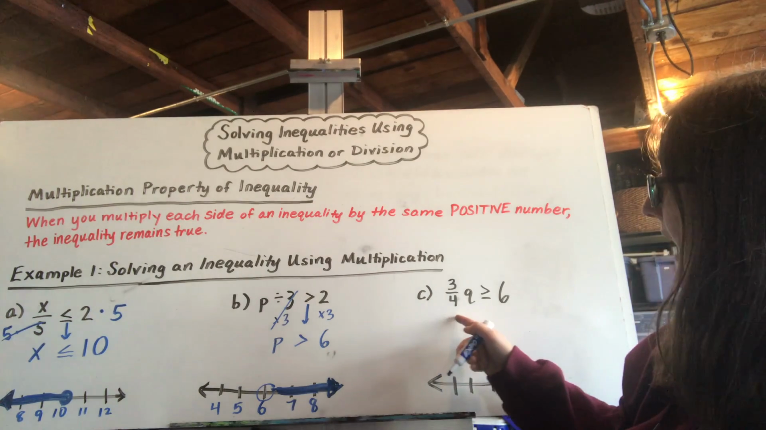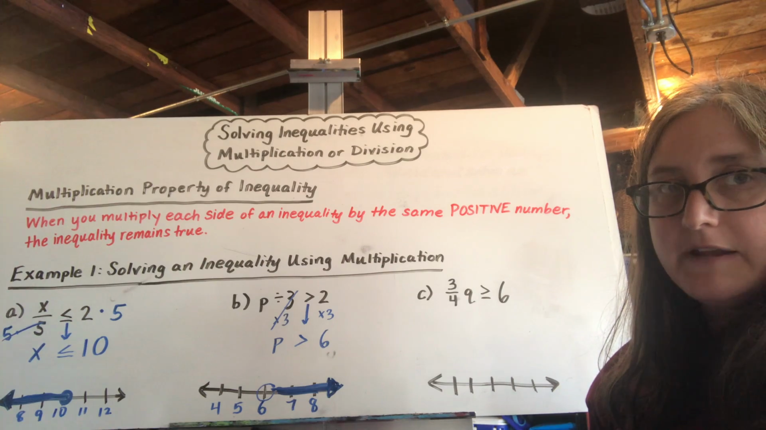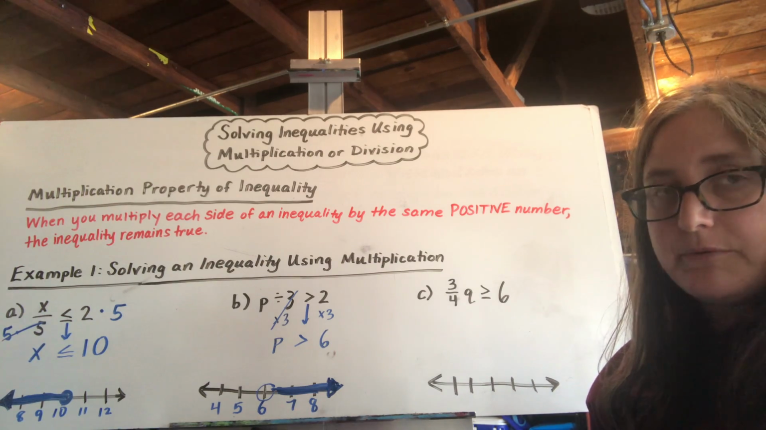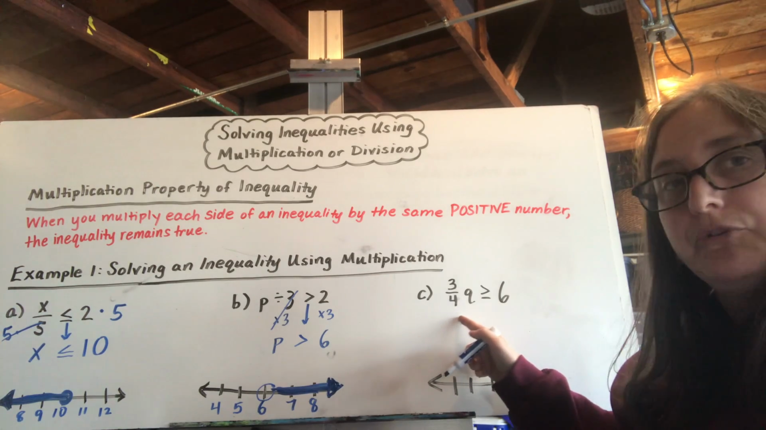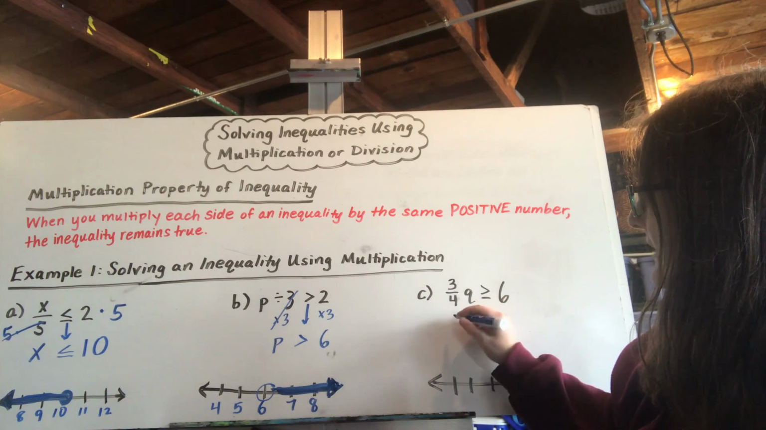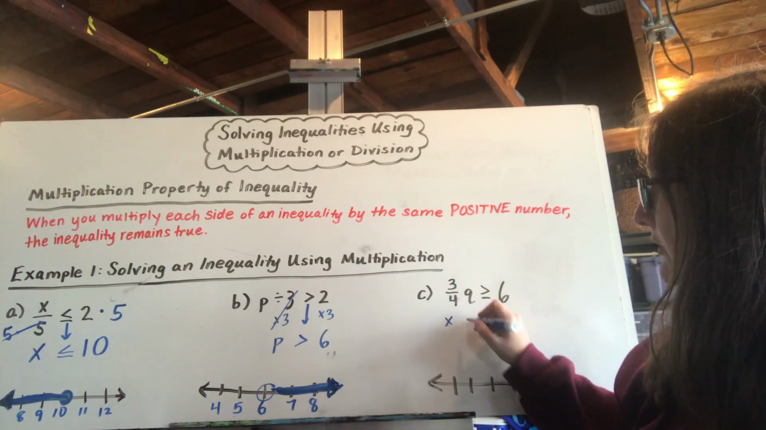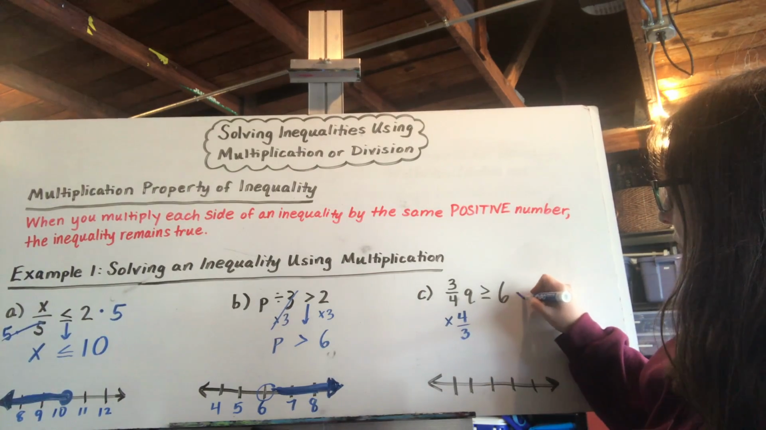Well, if I'm going to divide each side here by a fraction, my shortcut when dividing fractions is to multiply by the reciprocal. So when I'm trying to get rid of a fraction that's being multiplied by a variable, the way that I do that is I'm going to multiply each side by the reciprocal of the fraction. In this case, the reciprocal of 3/4 is 4/3.